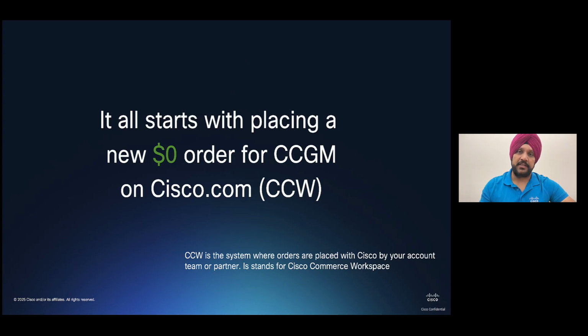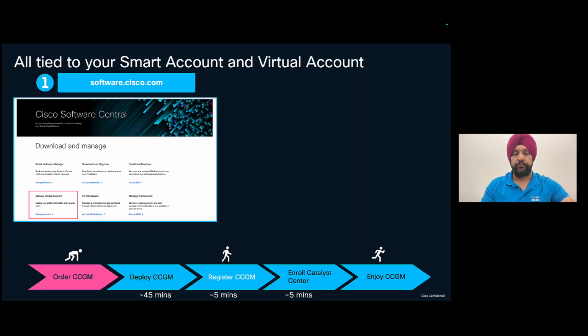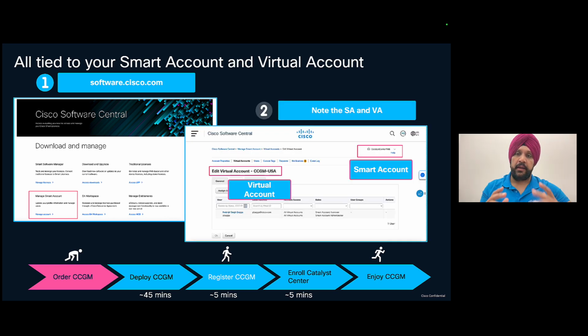All right, so the first step before you can start deploying CCGM is you're going to place a $0 PID. To place that $0 PID, you will need your smart account and virtual account information. You can give that to your sales executive and they'll place that order for you. To get your smart account and virtual account details for your user that is tied to that SA/VA, you can go to software.cisco.com and go to Manage Smart Account. In Manage Smart Account, on the top right-hand side, you'll see your smart account. Here it's Catalyst Center TME.